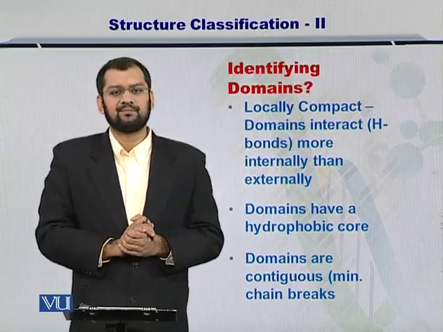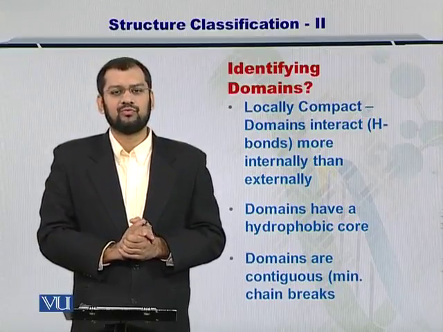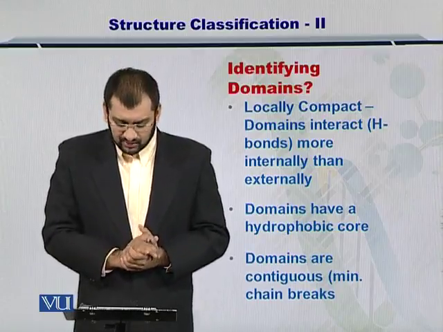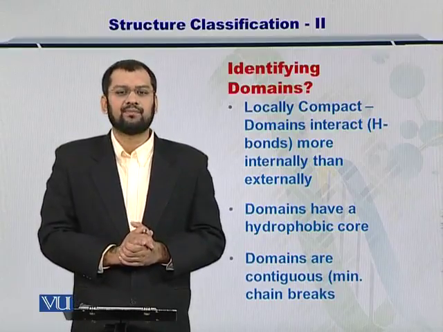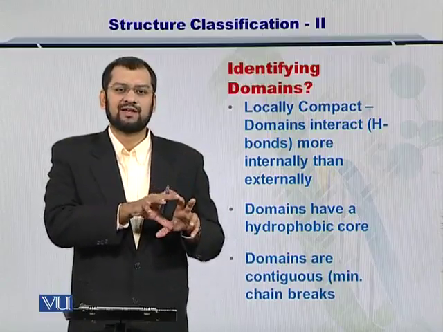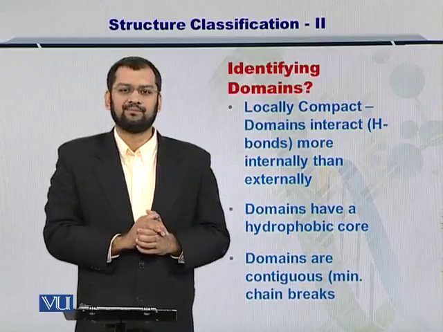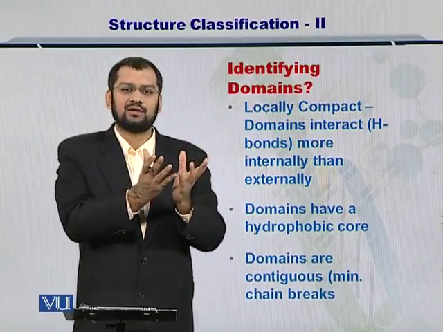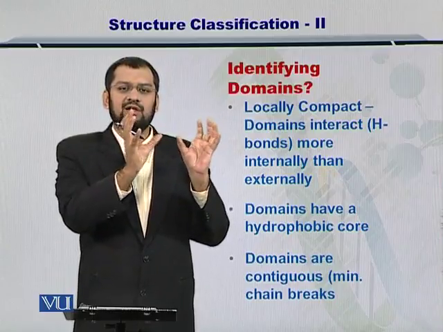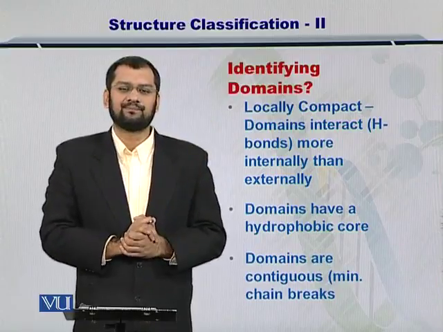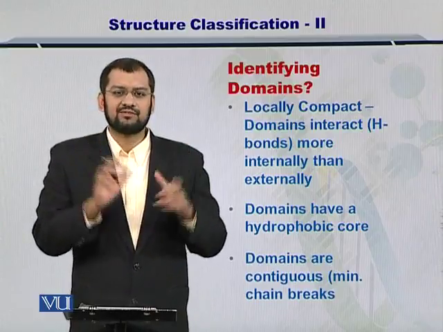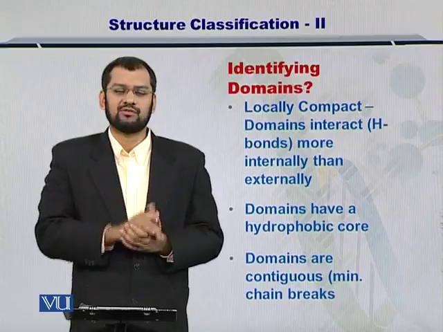To answer this question, there are several ways to find out which domains are there in a protein. To start with, domains are essentially local. They are locally compact and they are not extending to other parts of the protein. So if you have a protein that contains, let's say, 2 domains, then these domains are essentially local and isolated from each other. And moreover, if you want to compute their localness, then you can look at their hydrogen bonding.